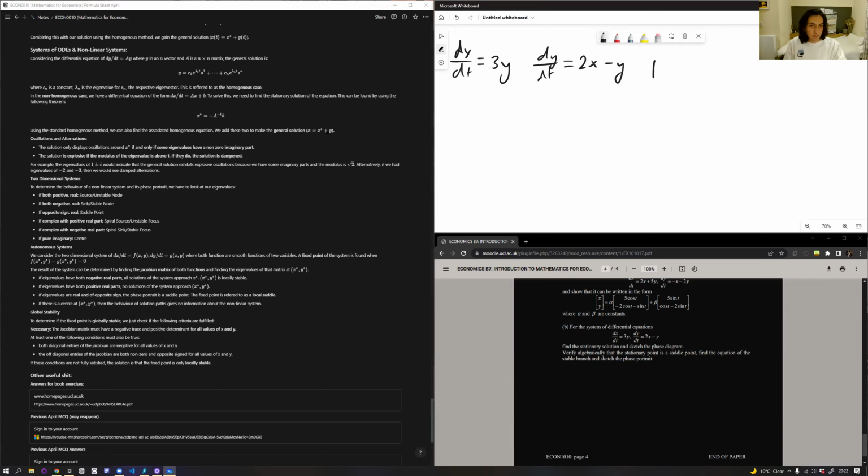So when x dot equals 0, 3y equals 0, so y is equal to 0. Let me just do a two-dimensional one here. So y equals 0 is one of the lines where x dot equals 0. That should be fairly easy. When y dot equals 0, y equals 2x. So that is the other line, where y dot equals 0.